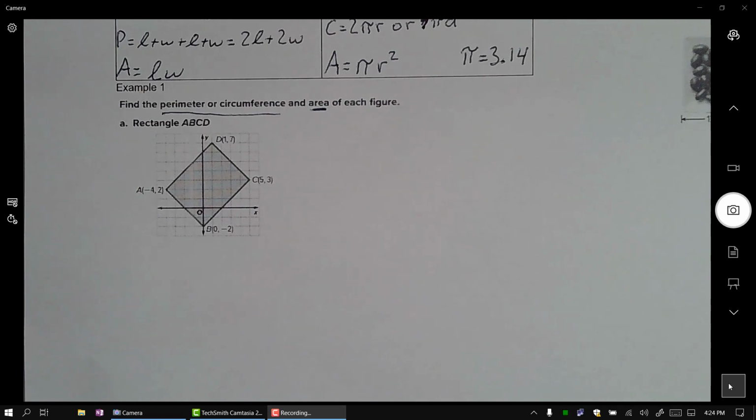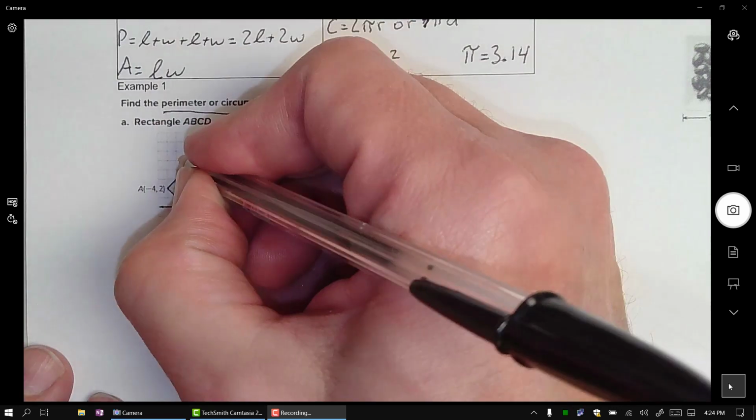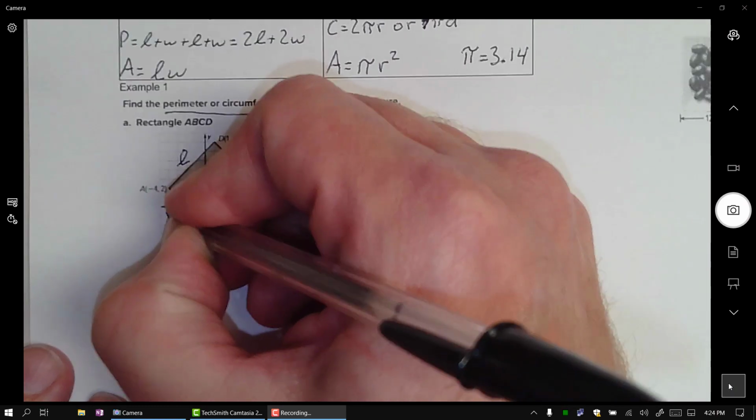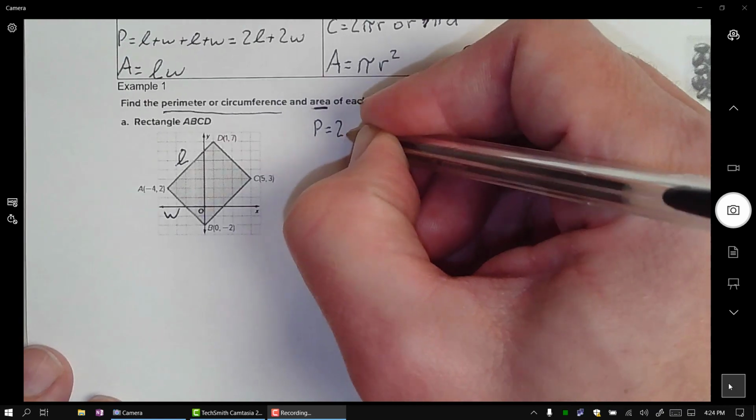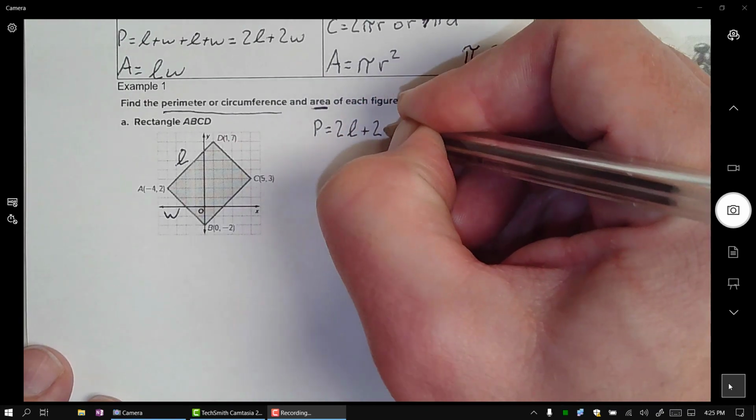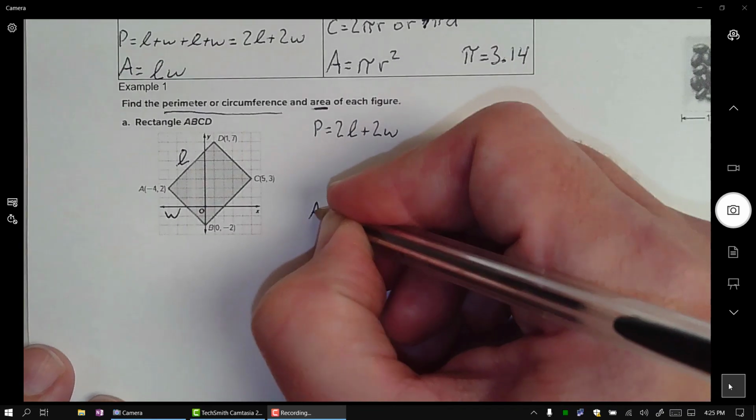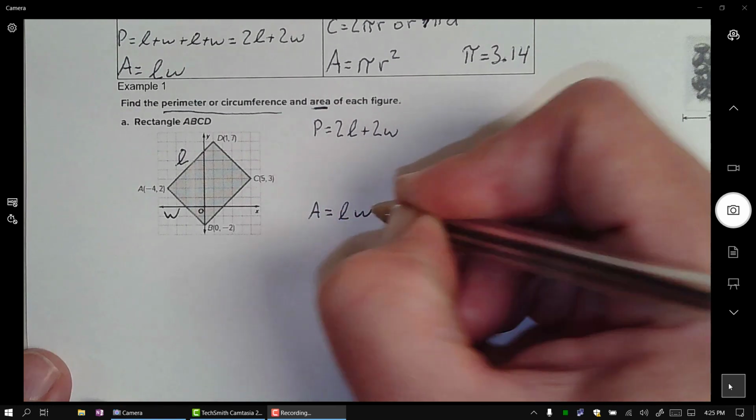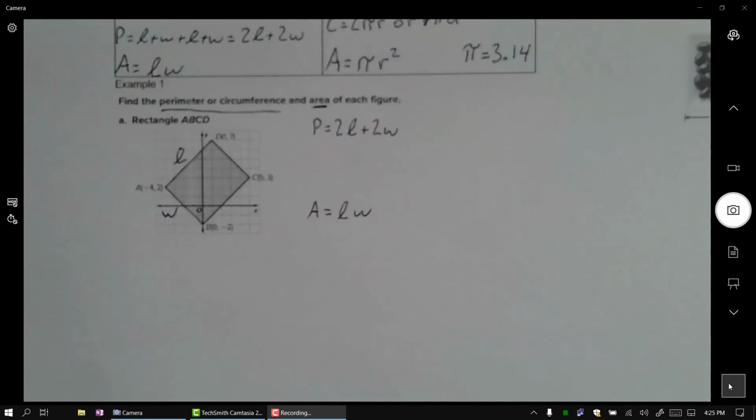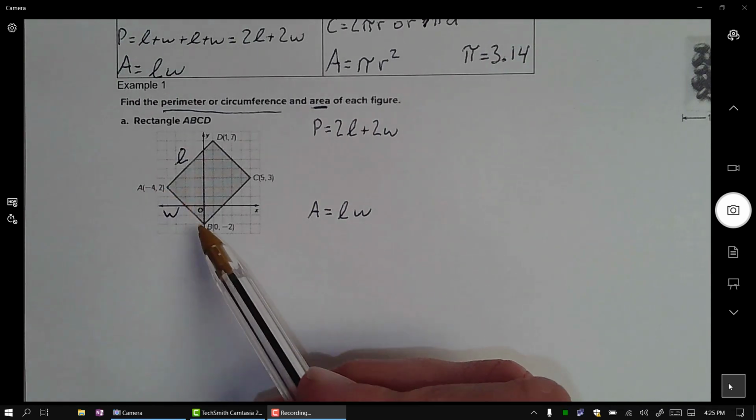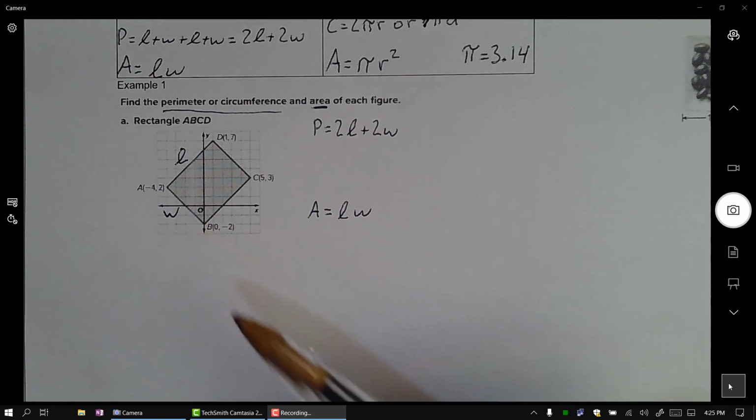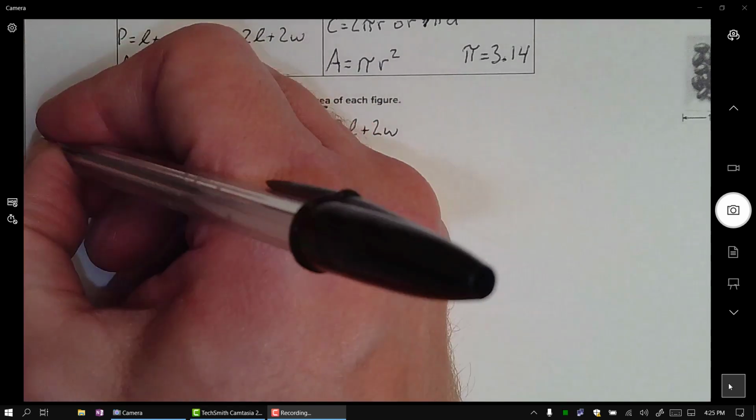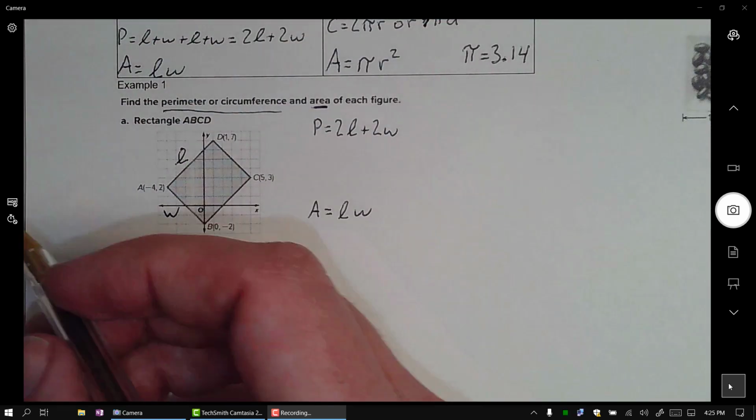What I'm going to need to do is find my length and find my width, because my perimeter formula is 2 length plus 2 width, and my area formula is length times width. Well, these sides are slanted, so it's going to be a little difficult for me to count the number. But there's a formula I know, and that is the distance formula. So I'm going to use the distance formula to help me figure this out.